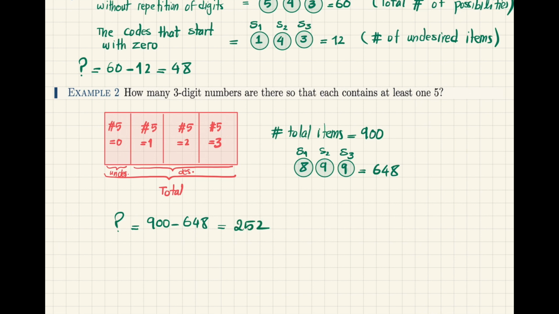Yes, am I right? Let me double check these calculations using my calculator today. I'm a little bit tired. So 8 times 9 times 9. Yes, that's correct. And minus 900. That's also correct. Is that understandable for everyone?